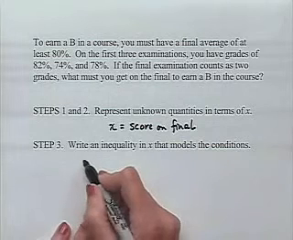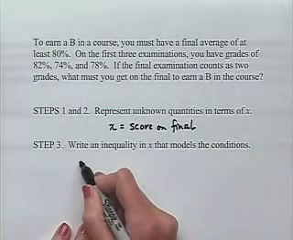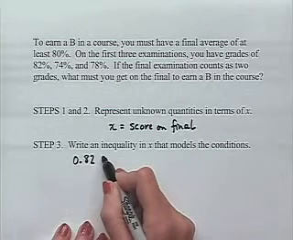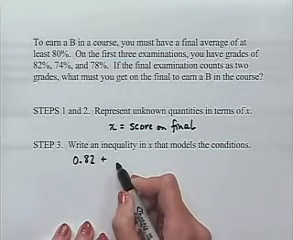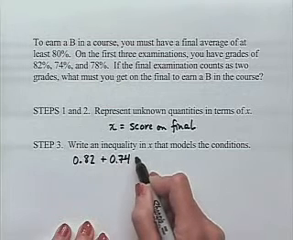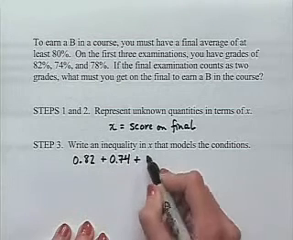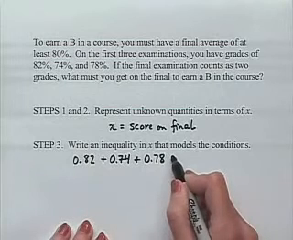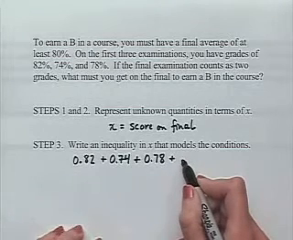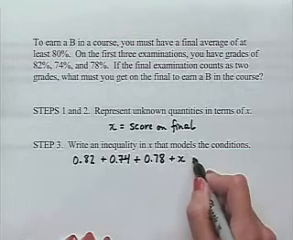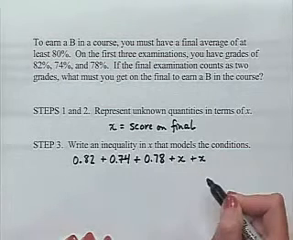So what we're going to have is our first test, which is 82%. We'll write that in decimal format. We're going to add to that the score on our second test of 74%. We'll add to that the score on our third test of 78%. And now we need to add to that the score on the final, but notice that the final exam will count as 2 grades, so we will have to add it in as x plus x.